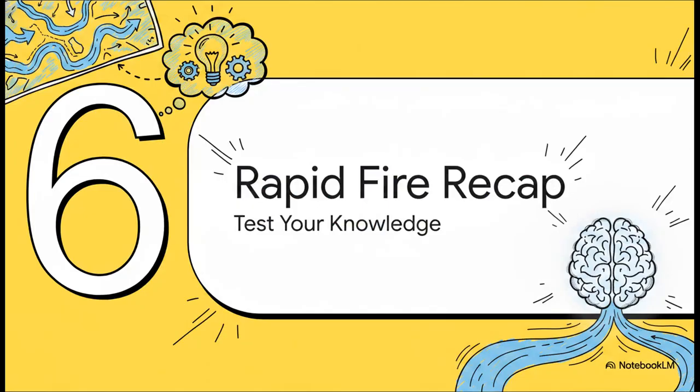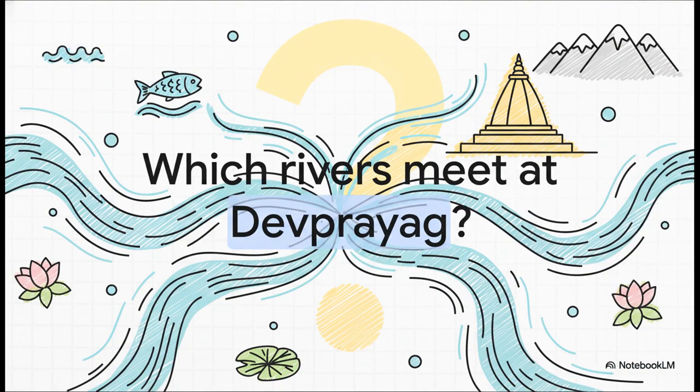Let's wrap things up with Section 6, Rapid Fire Recap. All right, everyone, you've seen the map, you've tracked the tributaries. Let's energize our brains and actively test this brand new mental map we just built. First question, let's see if you remember the math of rivers from earlier. Which specific rivers meet at the crucial, sacred confluence of Dev-Prayag?